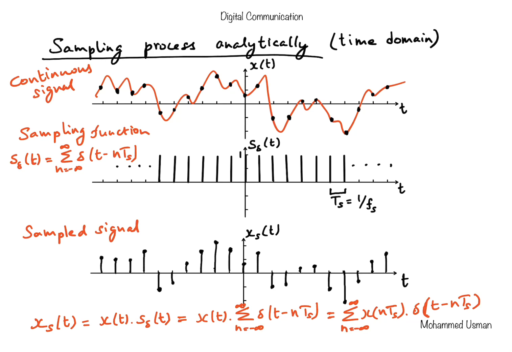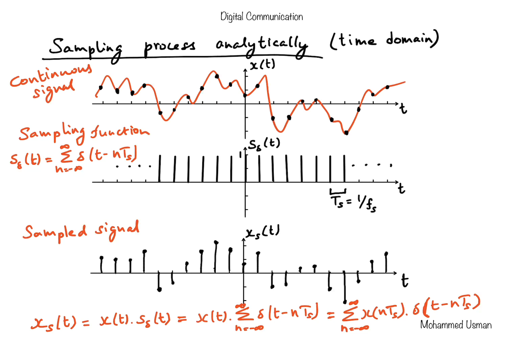Now, having seen the analytical representation of the sampling process in the time domain, how do we translate this to the frequency domain and see the analytical representation of the sampling process in the frequency domain? To understand that, we'll use some very basic fundamental principles of the frequency domain and our prior knowledge of the translation from time domain to frequency domain.